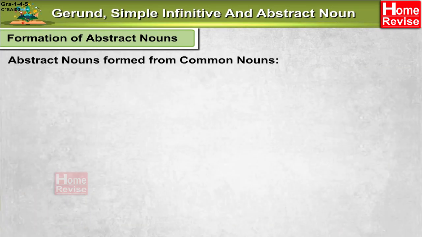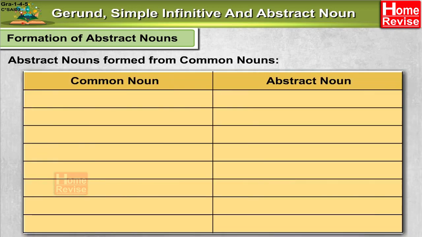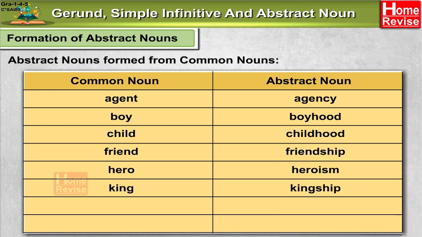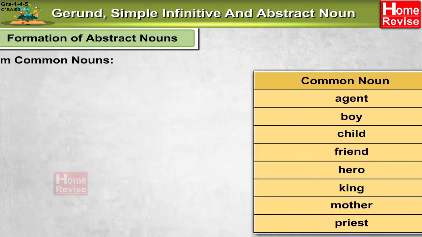Abstract nouns formed from common nouns. Here are common nouns and abstract nouns formed from them. Agent, agency. Boy, boyhood. Child, childhood. Friend, friendship. Hero, heroism. King, kingship. Mother, motherhood. Priest, priesthood.